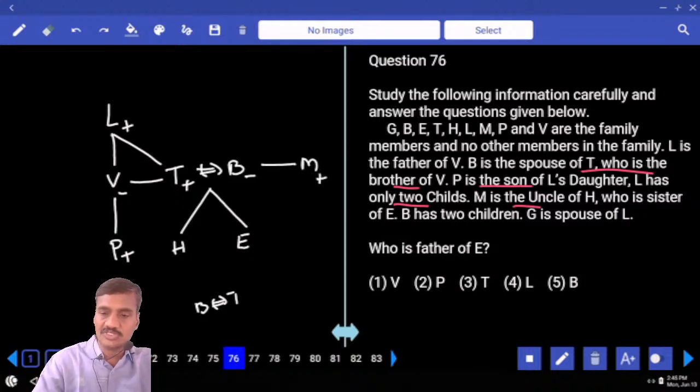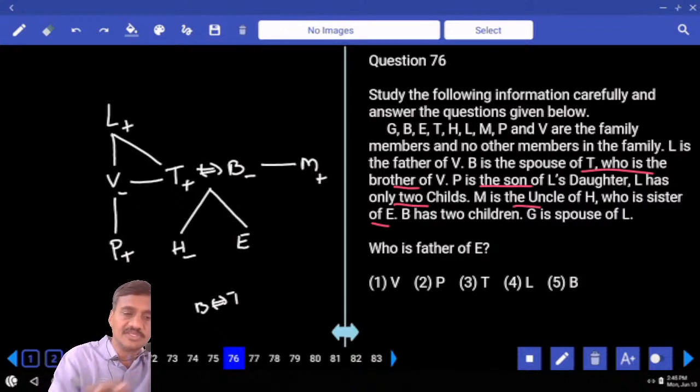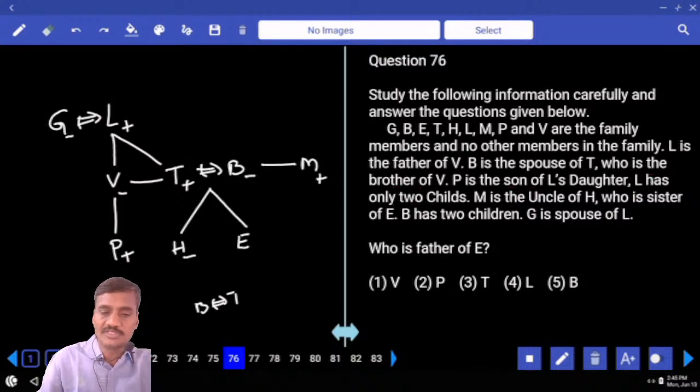And next one, H who is the sister of E. H is the sister of E. And G is the spouse of L. G is the spouse of L means G and L are married to each other. Clear now? Then, who is the father of E? Tell me who is the father of E? T is the father, that is choice 3, question number 76.